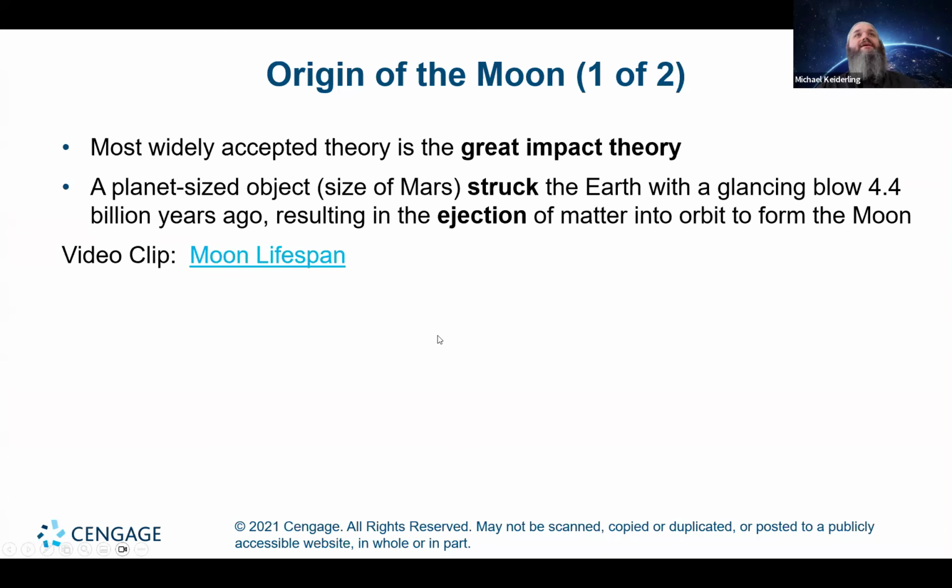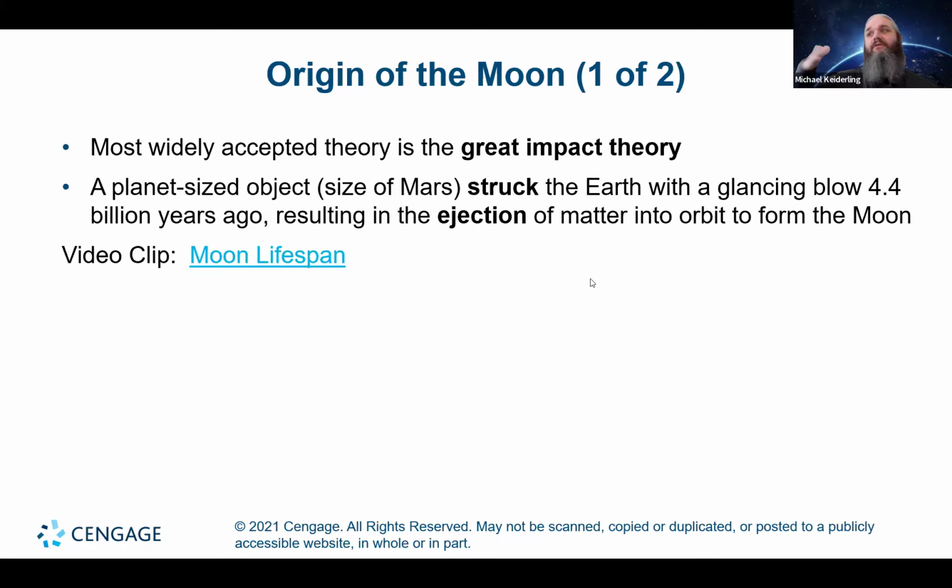So the most widely accepted theory of the Moon is the Great Impact Theory, where a planetized object, something about the size of Mars, struck the Earth with a glancing blow around 4.4 billion years ago, resulting in the ejection of matter into orbit to form the Moon, leading to the creation of the Moon.